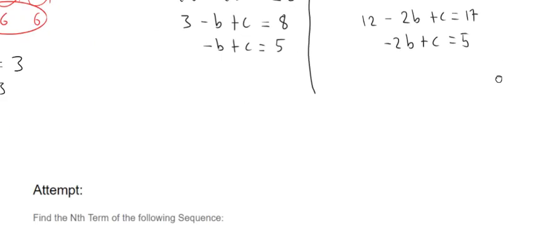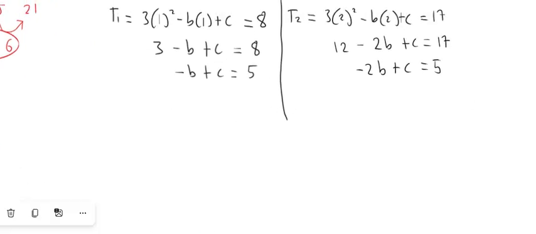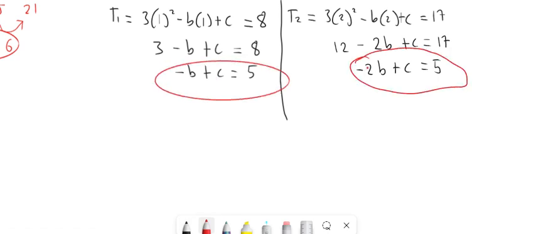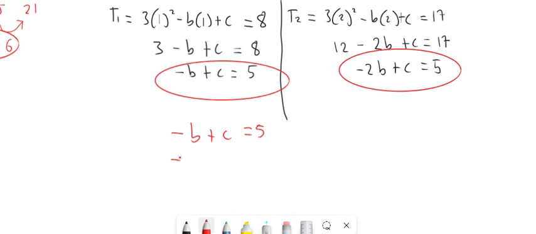Now I have two equations, and we have to use simultaneous equations to solve them. I'm taking this one and this one, and I'm going to write one over the other. So we have minus b plus c is equal to 5, and minus 2b plus c is equal to 5 as well. If I multiply the bottom one by minus 1, I'll get minus b plus c is equal to 5, and 2b.